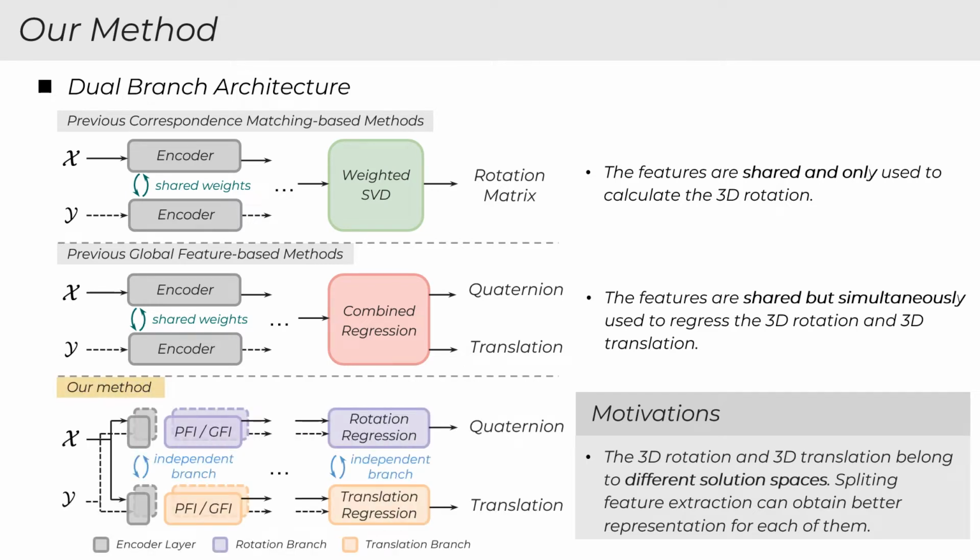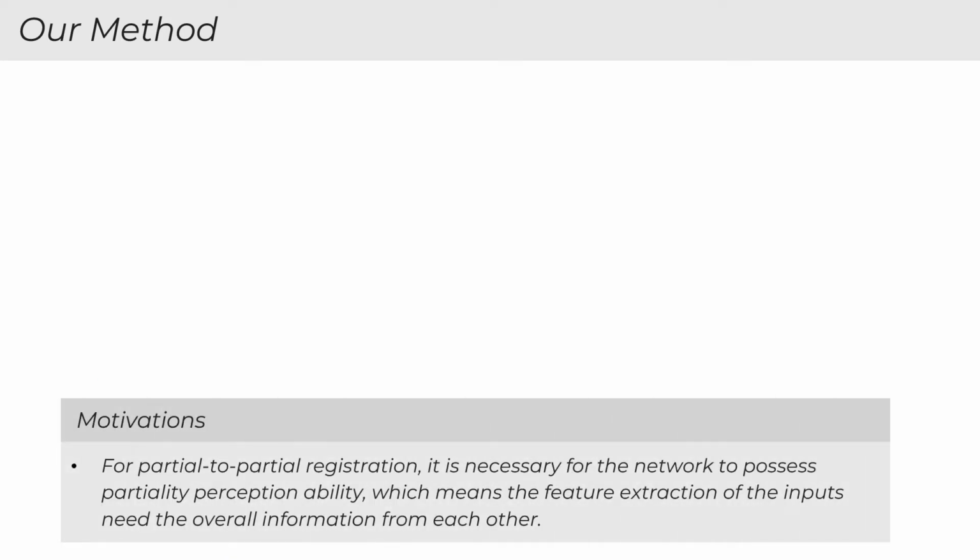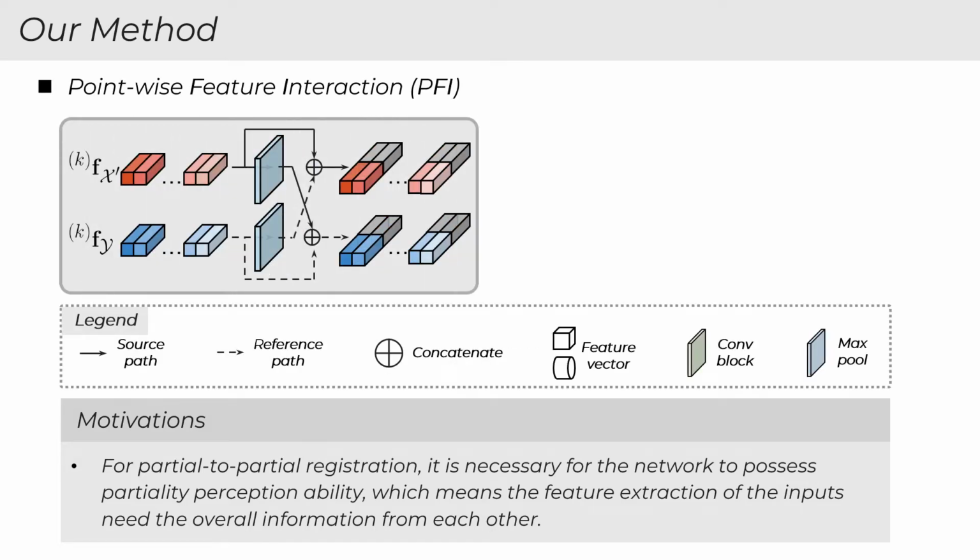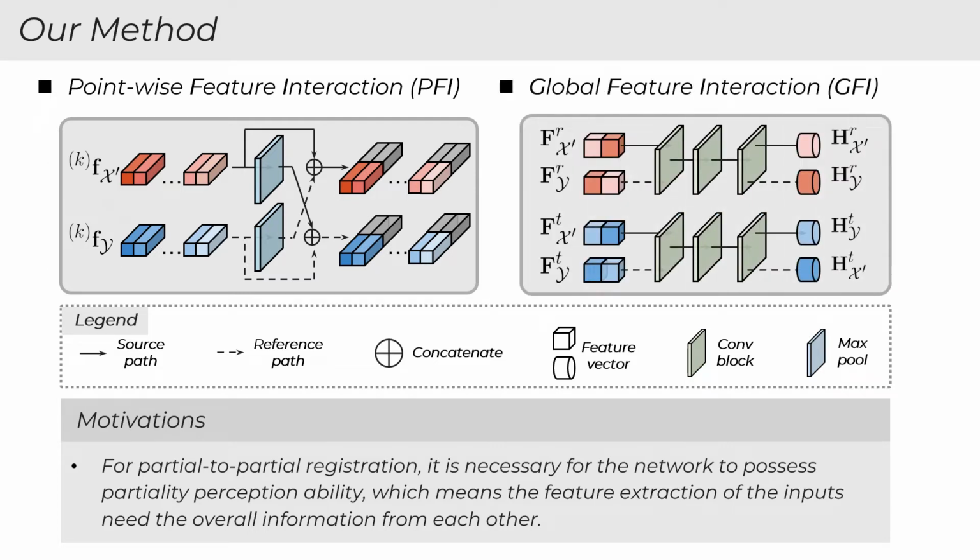In this paper, we introduce a dual-branch architecture to split feature extraction, which can obtain a better representation for each of them. Moreover, for partial-to-partial point cloud registration, it is necessary for the network to possess partiality perception ability, which means the feature extraction of the inputs needs the overall information from each other. Therefore, we propose a point-wise feature interaction module, which is inserted in the feature extractor at multiple stages, to enable the information exchange between the source and reference branch, as shown on the left. And a global feature interaction module is adopted after max pooling aggregation to further enhance the data association in the global perspective, as shown on the right.